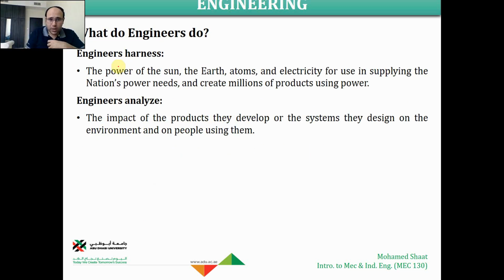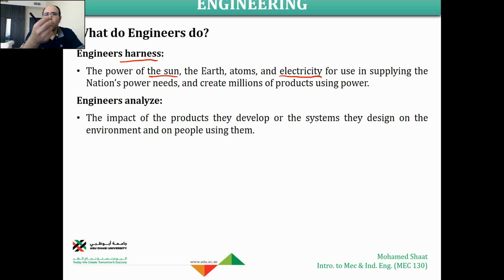Also, engineers can harness it. It means to make use of something, like you do have something in hand, use it. This is harnessing. The power of the sun, that we do have the sun, right? So it is a very good power source. Now there is a very good track of research and engineering related to how we can extract power from the sun, from the earth, atoms, electricity for use in supply, even the electricity, which is just the movement of electrons.